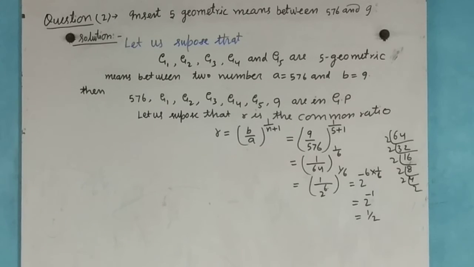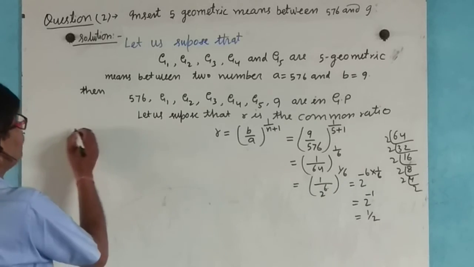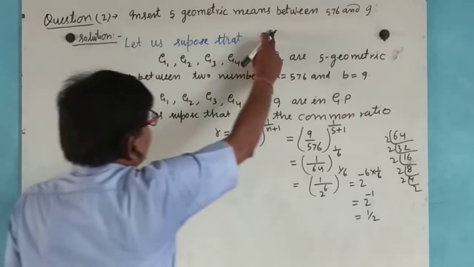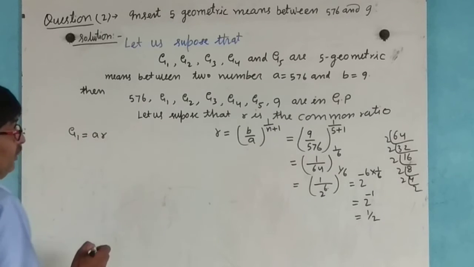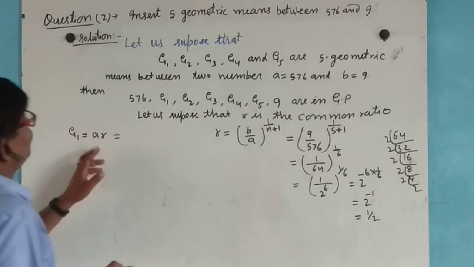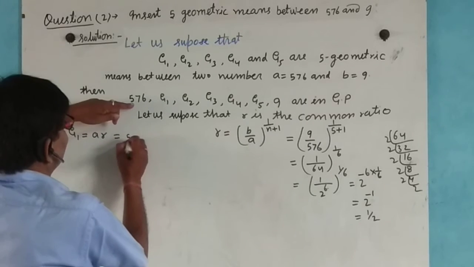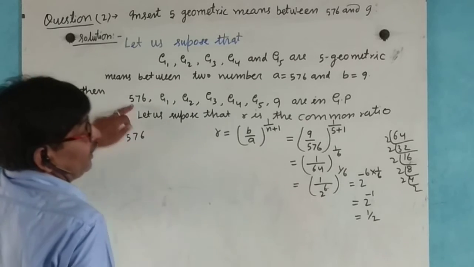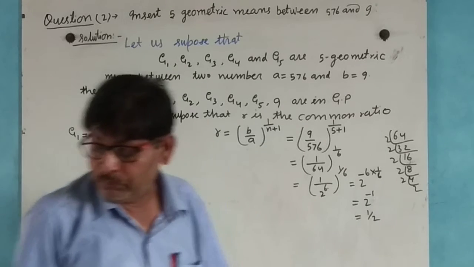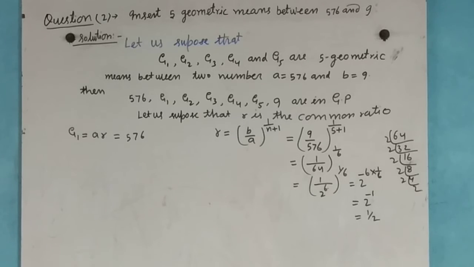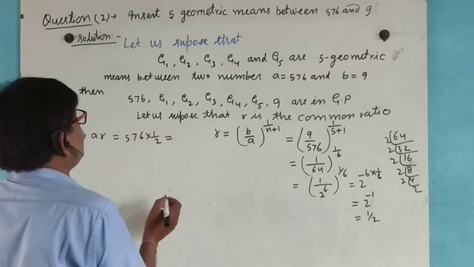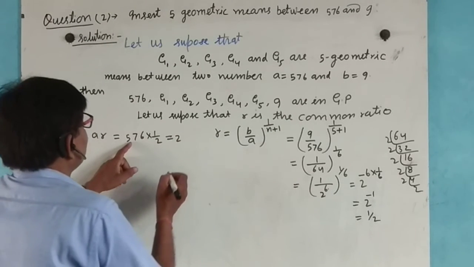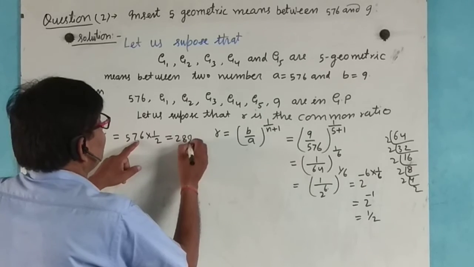Now r equal to half. Then G1, the first geometric mean, equal to ar, where a equal to 576 and r equal to half. That is 576 divided by 2, which is 288.